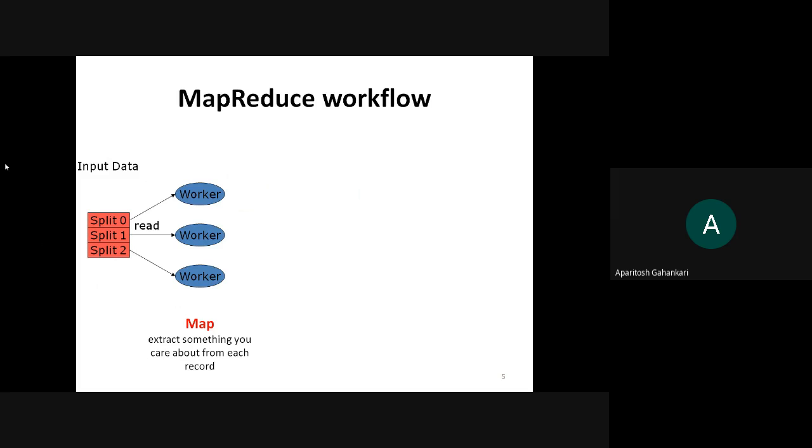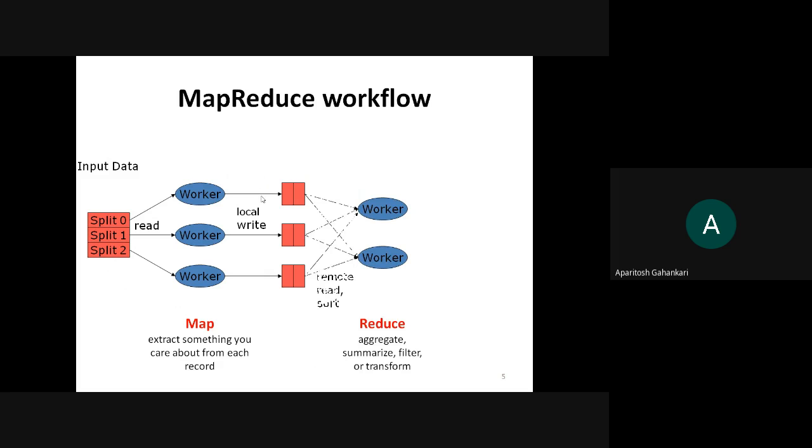You can say this is chunk number 1, chunk number 2, chunk number 3. Likewise, the data is subdivided, and then a dedicated worker thread or worker process is going to read these split data. They do it on the local machine, or it may be a remote machine, because it is going to map the things: extract something that you care about from each record. So from each record the things are getting extracted, and this is the architecture regarding mapping.